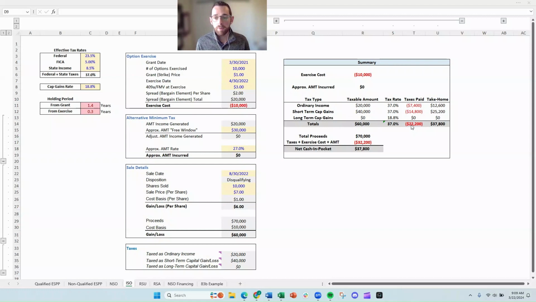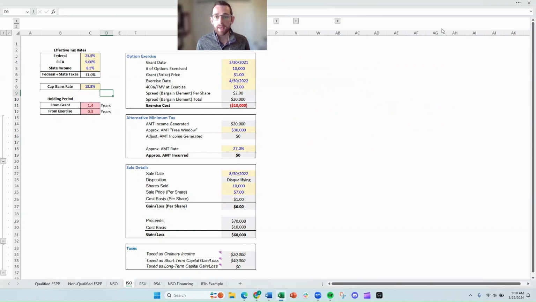And so if you add up the $22,200 plus the $10,000, it cost us $32,200. We had proceeds of $70,000, and so our net cash in pocket at the end of the day was $37,800. All right. So the question that you might be asking yourself now is, great that we did this example with a disqualifying disposition. What would it have looked like if I had either held my shares for longer than a year since exercise or had a totally qualifying disposition? So let me show you what that would look like here.